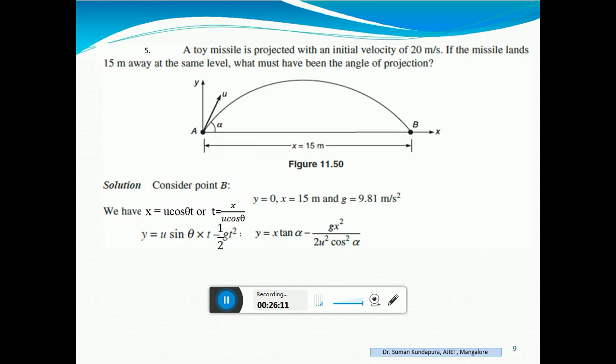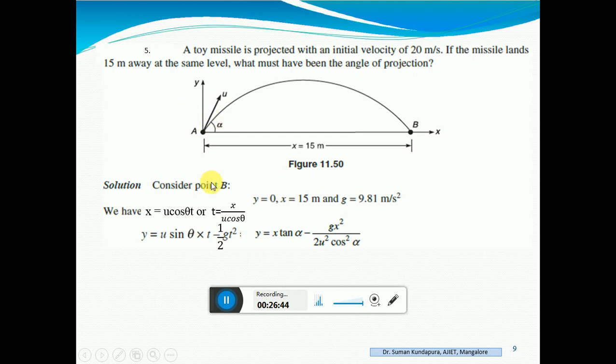Okay. Next problem. A toy missile is projected with the initial velocity of 20 meter per second. Okay. And if the missile lands 15 meter away at the same level. Okay. So at the same level, if they have given, then x or the range becomes 15 meter here. What must have been the angle of projection? This angle is asked.